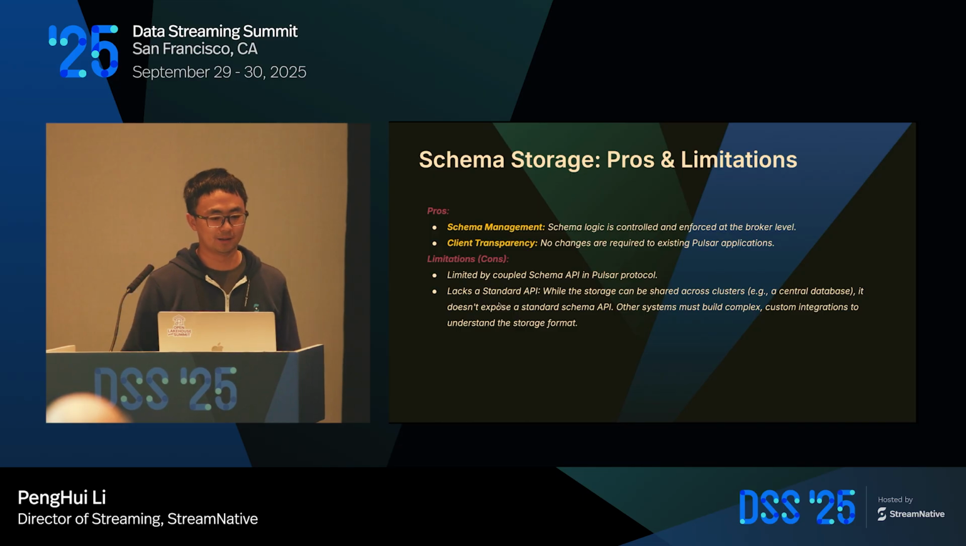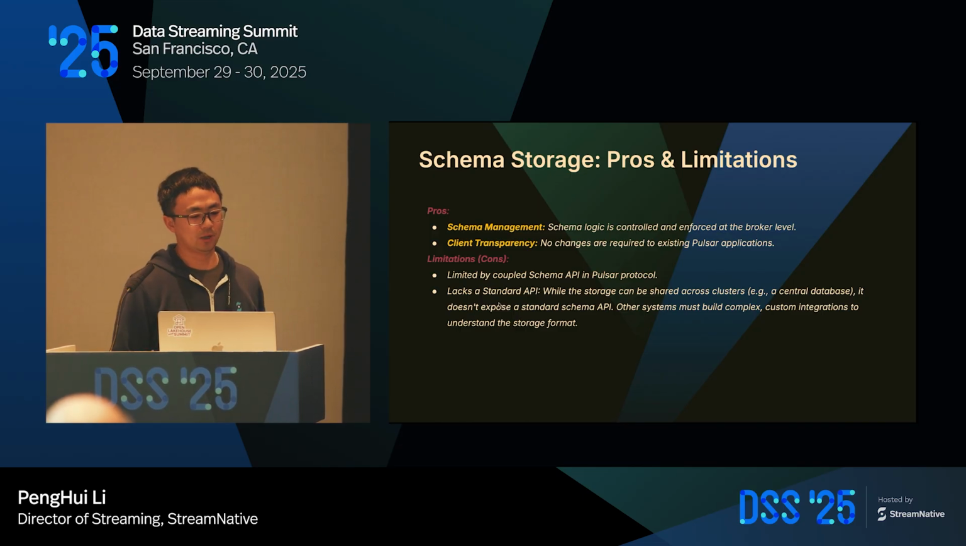But it has limitations, because the schema API is coupled with the Pulsar protocol, so it's not easy to change anything. You can only change the schema storage, and the schema API is already coupled with producers and consumers. It happens automatically when you are creating the producer or consumer.